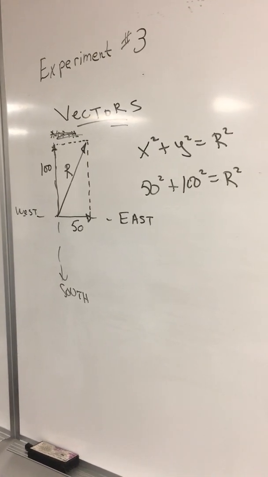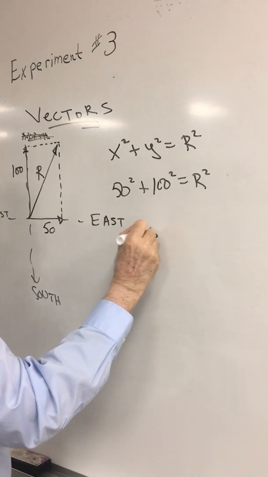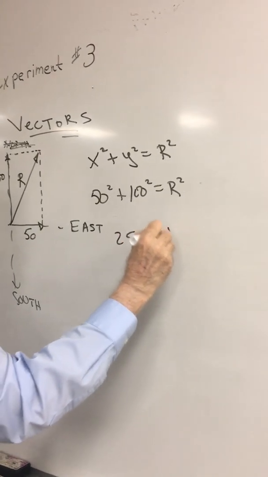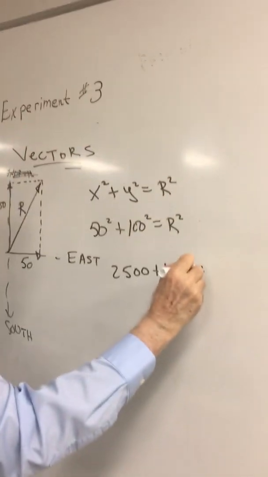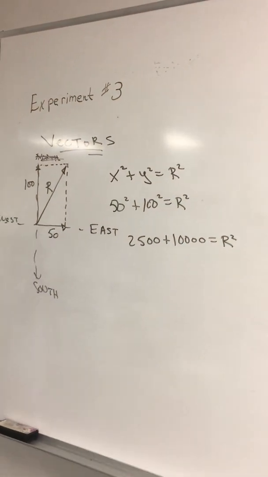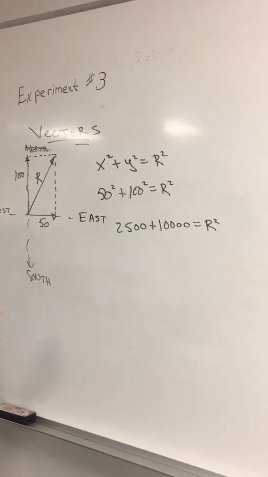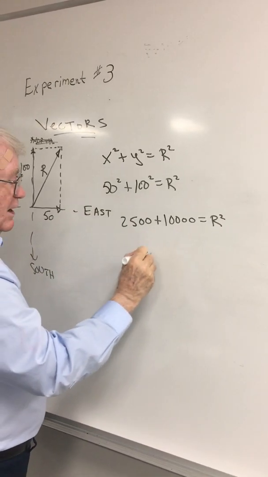Now getting out your calculator, 50 squared should be 2,500. 100 squared should be 10,000. Now check using your calculator, make sure I'm not making any mistake. And you add these 2 numbers together, and this comes out to be 12,500.